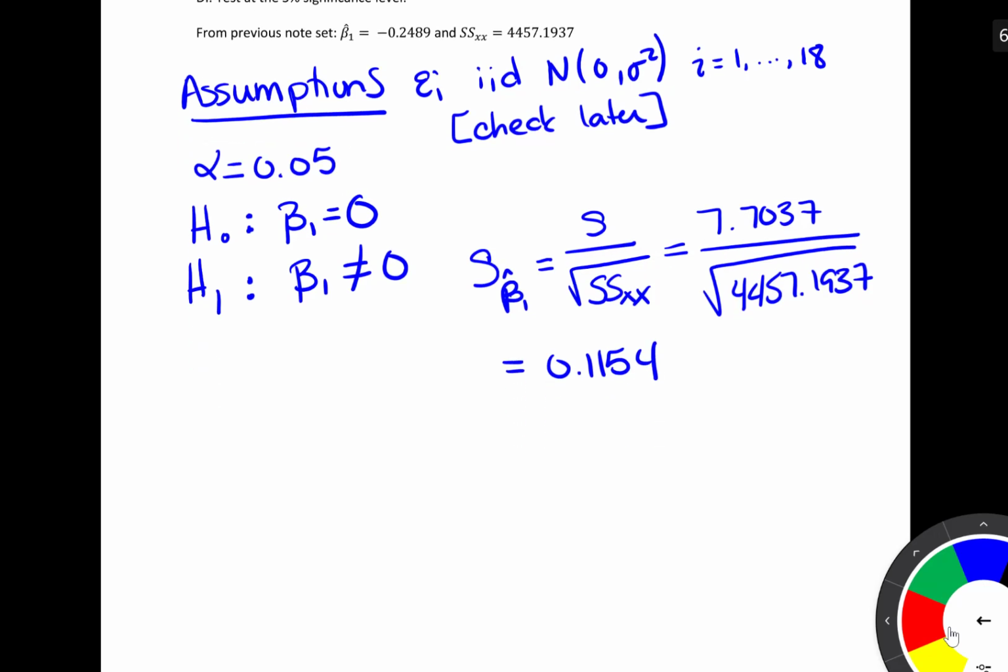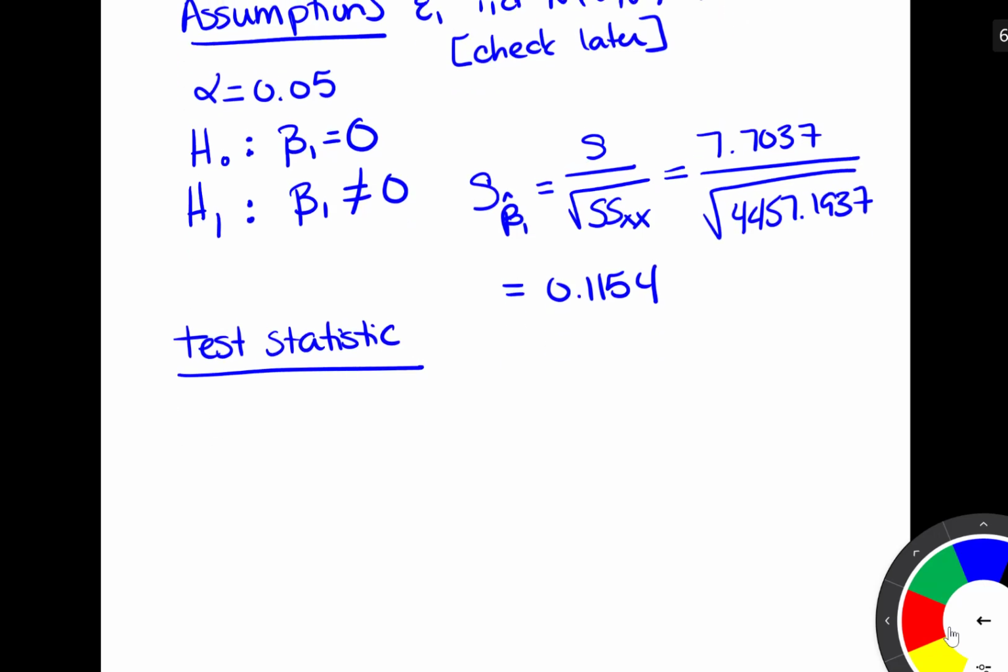And then from here, now that I have that variability, I can calculate my test statistic. So my test statistic, again in this case, since I am having to estimate that standard deviation, it is going to be a t-test statistic. T-test statistics need a degrees of freedom. So in this case it's going to be n, which is 18, minus 2, which is equal to 16. And then the formula for my test statistic is as follows. These are values that we've already calculated or found previously.